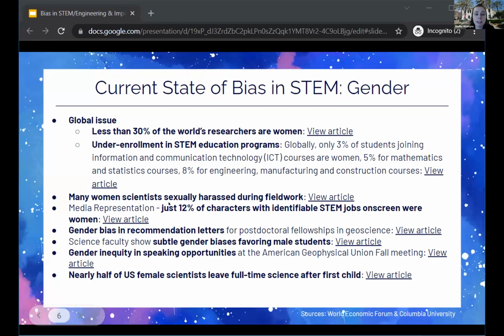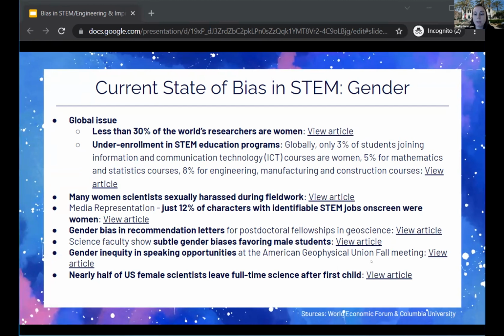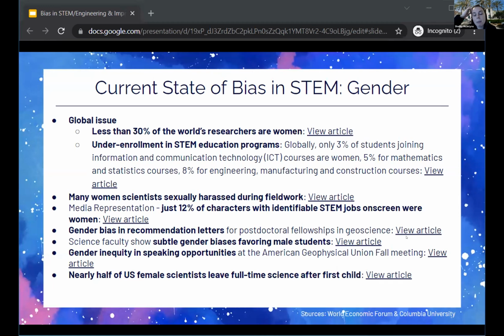But once women get into the field, they tend to be more sexually harassed during their fieldwork process. And just 12% of characters in the media with identifiable STEM careers are women. In terms of recommendation letters, this is from people who are trying to combat their bias. This is people who work in geoscience. They actually showed subtle gender biases favoring male students in their letters of recommendation. And also in terms of speaking opportunities at conferences, there are more often men speakers than women speakers, and that has been proven, for example, in this geophysical union meeting. But this is just one example. It exists in more than this example.